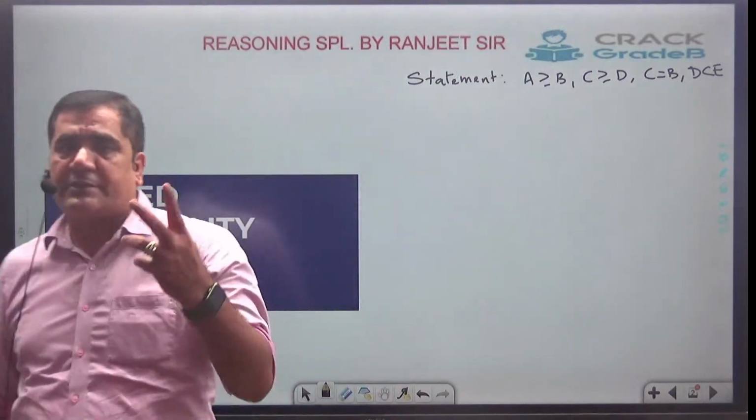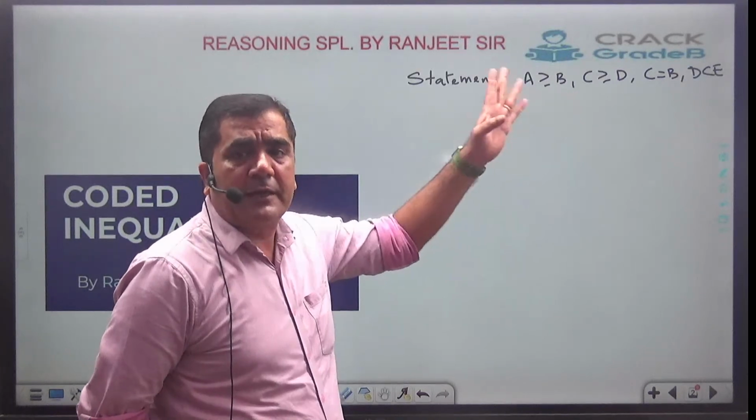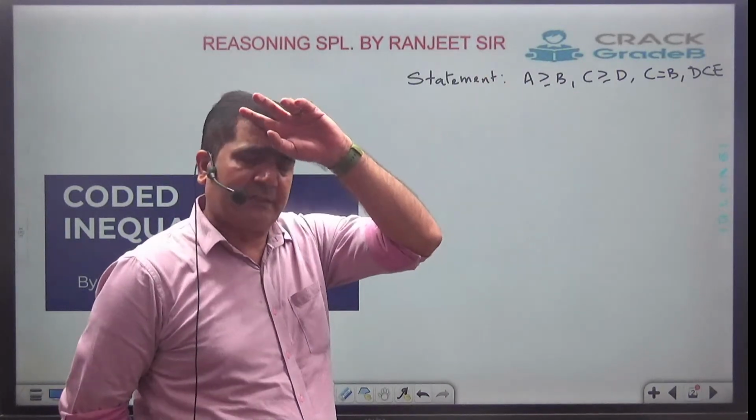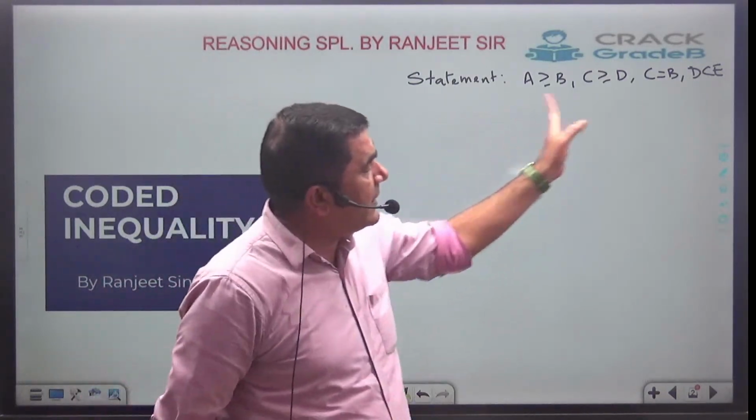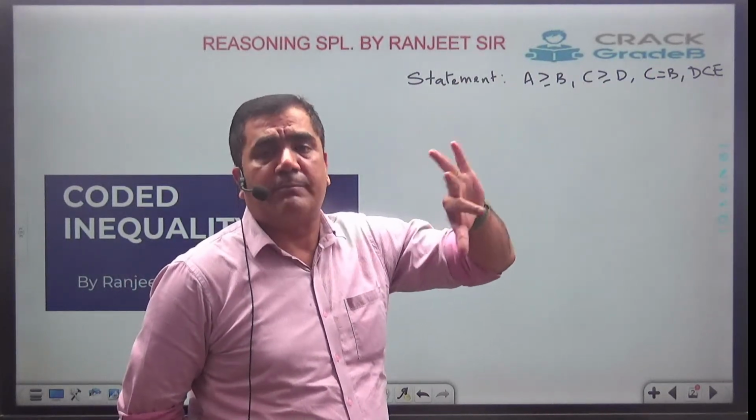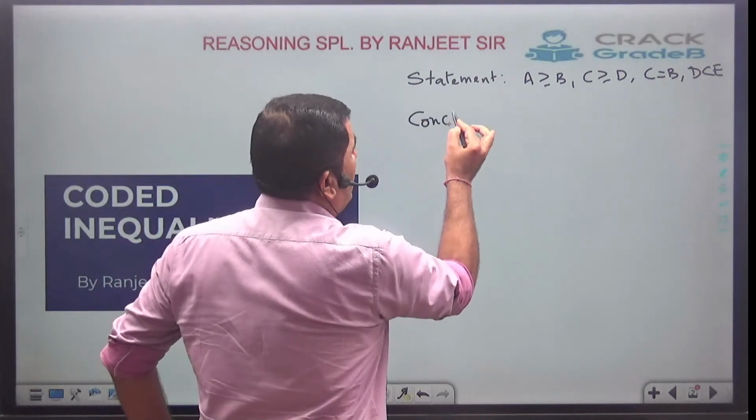Two types of statements are possible. First is the uncombined statement, and second is the combined statement. In your exam, in 99% of cases, they will give uncombined statements. So whenever they give an uncombined statement, my first job is to combine them together. And after combining, we have to check the conclusions.